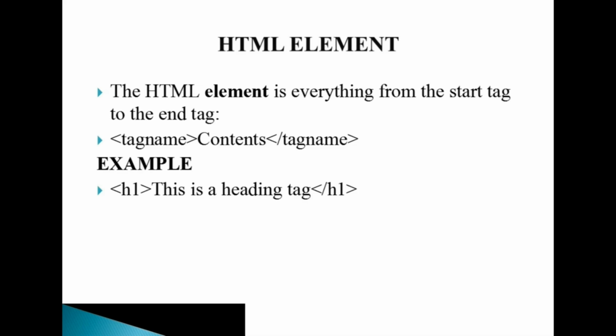Then the HTML element. The HTML element is everything from the starting tag to the end tag. So the tag name, then some content, then the tag name is closed with the slash symbol. For example, the H1 tag is used and closed at the end, and the content is, this is a heading tag. You can see in this example, everything is used from the start tag to the end tag.